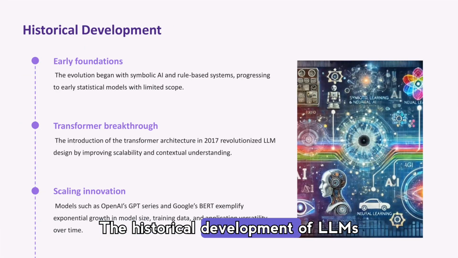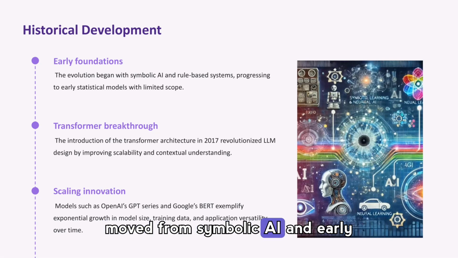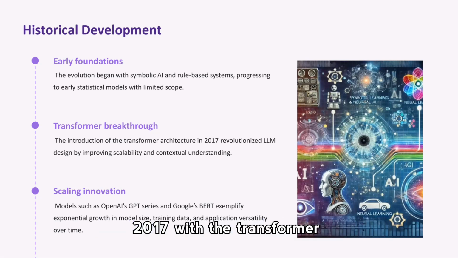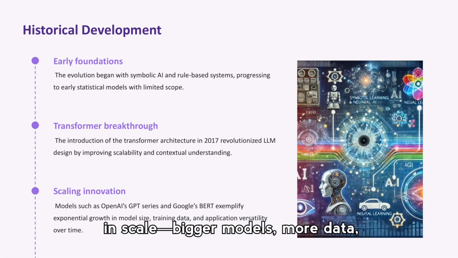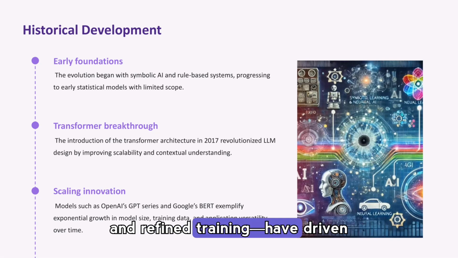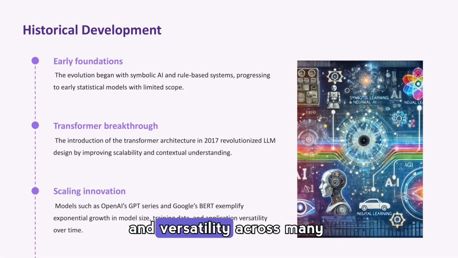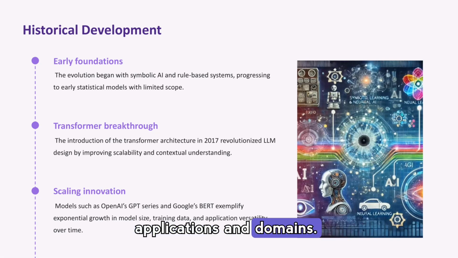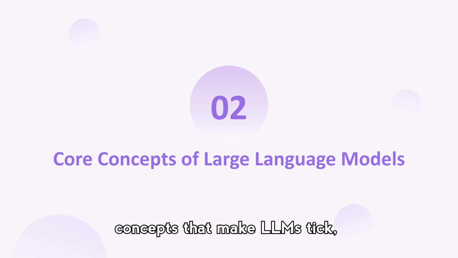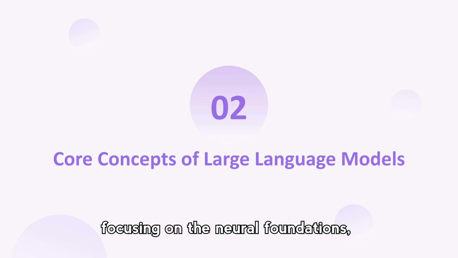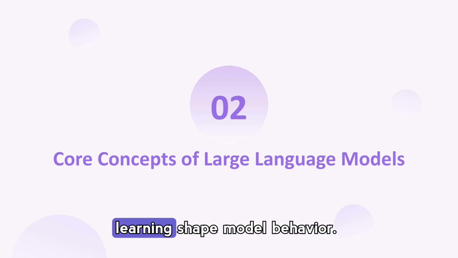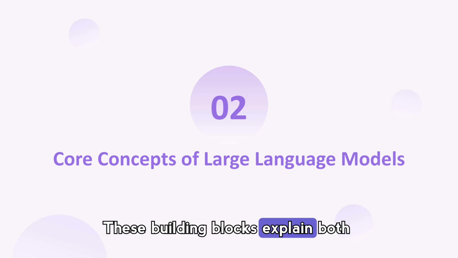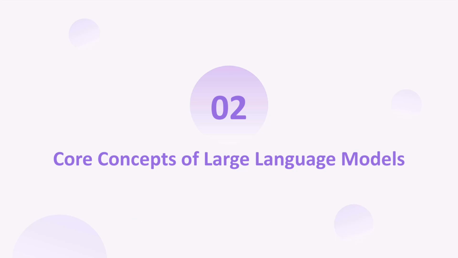The historical development of LLMs moved from symbolic AI and early statistical models to a revolution in 2017 with the transformer architecture. Since then, innovations in scale, bigger models, more data, and refined training have driven rapid improvements in capability and versatility across many applications and domains. Now we'll dive into the core concepts that make LLMs tick, focusing on the neural foundations, the role of large datasets, and how fine-tuning and reinforcement learning shape model behavior. These building blocks explain both the strengths and some limitations we'll discuss later.